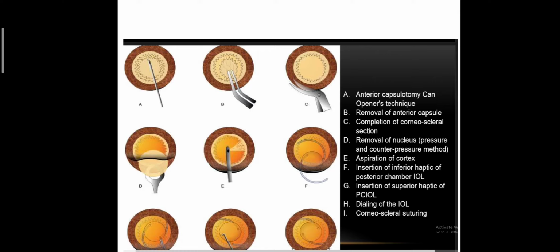So what they have shown in this picture in A, it's an anterior capsulotomy, wherein we use an irrigating cystitome or a bent 26 gauge needle, which is introduced, and multiple small radial cuts are made in the anterior capsule. You can see multiple small cuts are made in the anterior capsule 360 degrees. So this is can opener capsulotomy.